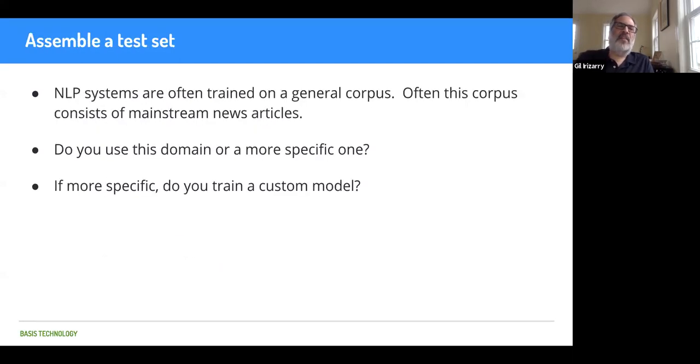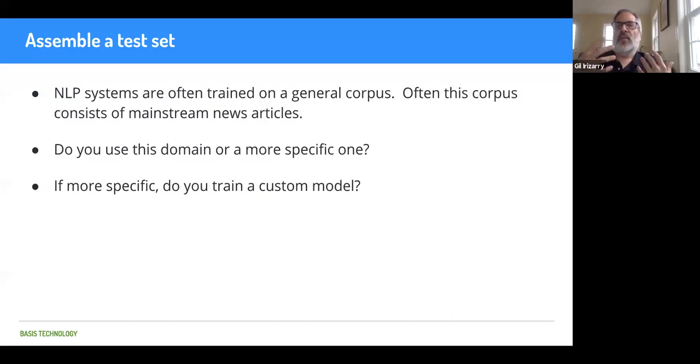Identifying the domain is important because, of course, the next step is you've got to identify a test set. How do you pick the test set? Of course, it depends on the problem that you're trying to look at. So do you go with a general set of text? Do you go with specific text?